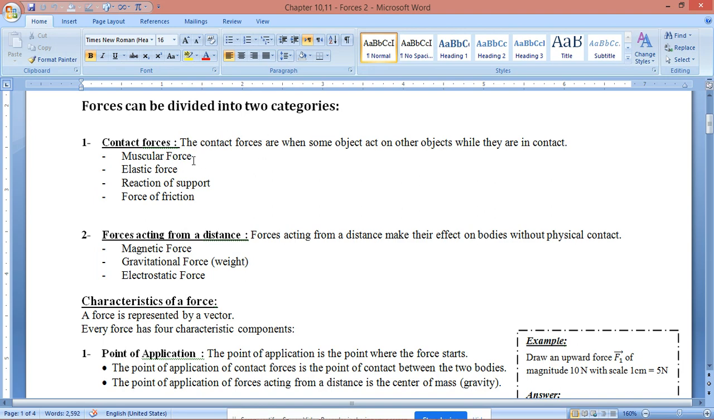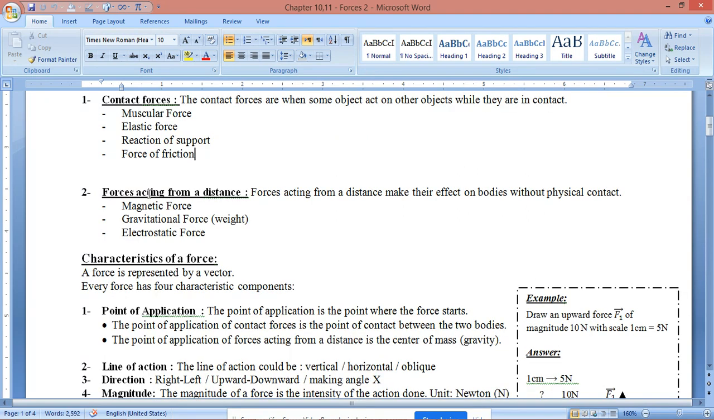We know that the contact forces are muscular, elastic, which is the tension force, reaction of support, which is also called the normal force, and the frictional forces. While the forces acting from distance, in which the two objects are without physical contact, are the magnetic force, gravitational force, we mainly say weight, and the electrostatic force or the electric force.